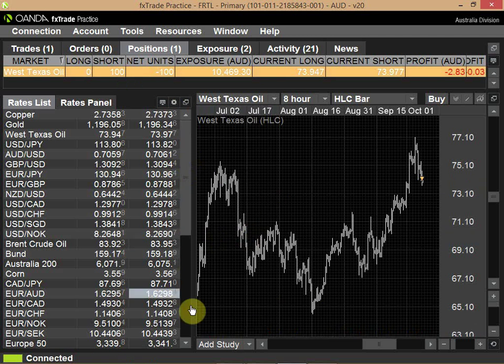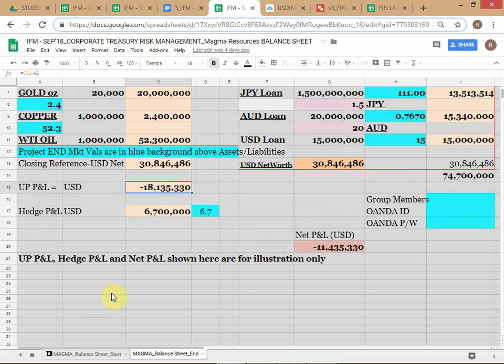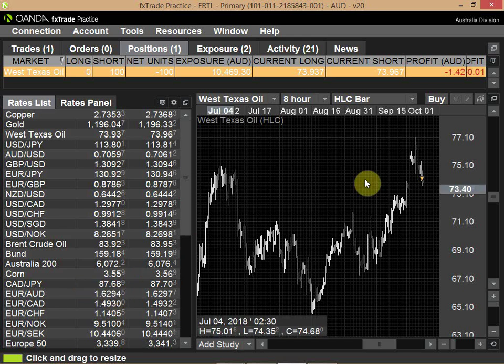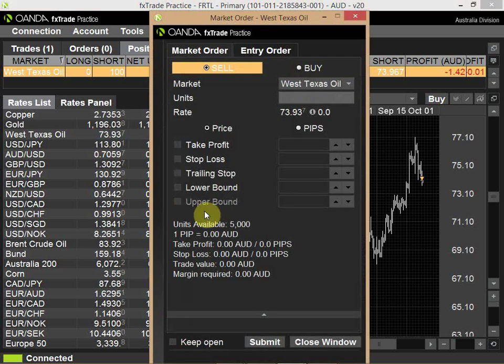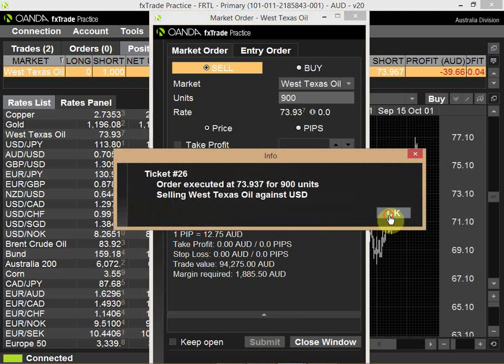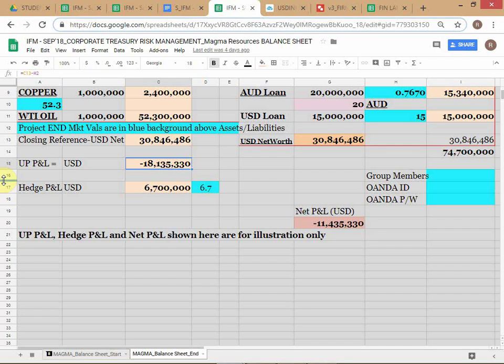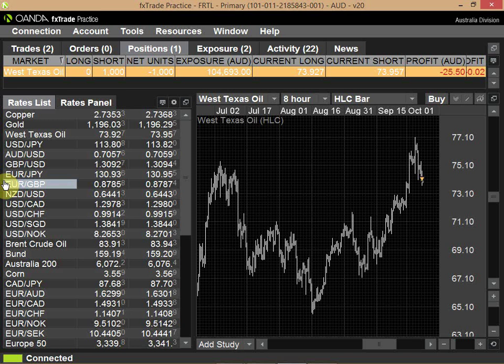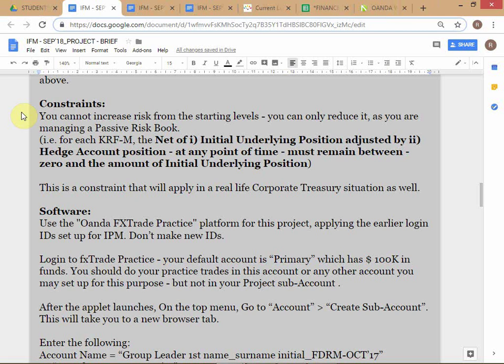Let's look at the size of the position here. What is the size of the oil position? It's 1 million barrels, right? So let me also sell. Okay, so now what is my hedge position? 1,000 barrels of crude oil. So what is the rule? Let's go back to the rule. I have sold 1,000 barrels, and my underlying position is, so now look at the constraint once again.